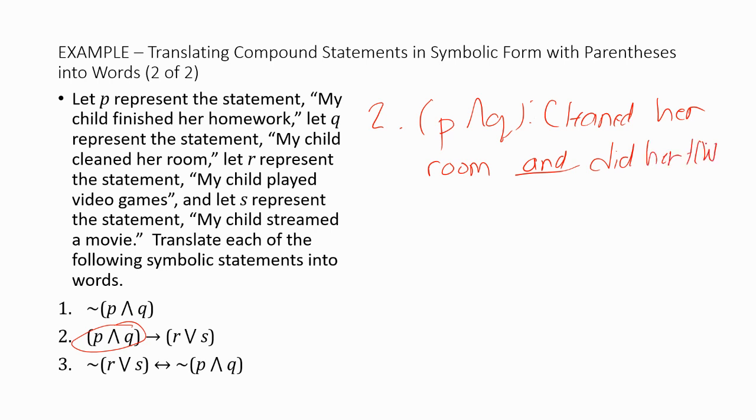I'll try to use shorthand here as much as I can. Then we have R or S. So now we have that other symbol for the disjunction. So R or S would be they either played video games or they streamed a movie.